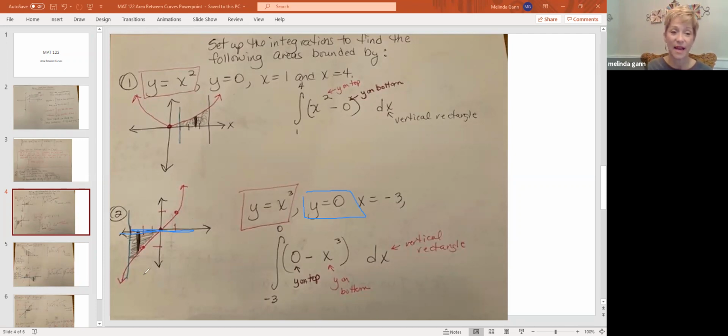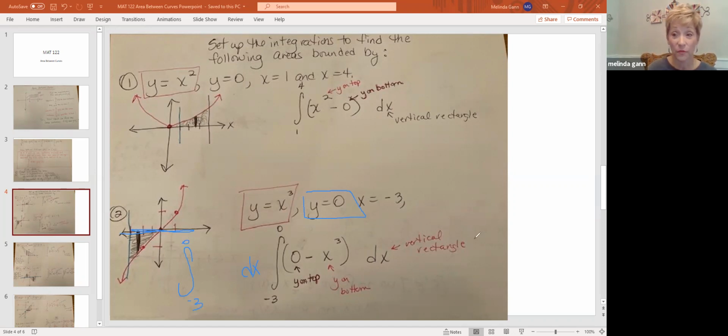Now, you got to decide how you want to draw your rectangle. If you draw it vertically, it's got to be dx. So again, remember what I said. As soon as I draw the rectangle vertical, I'm going to come over here and write down dx. And if it's dx, I have to look at the x's. So my shading goes from here to there. So that x is -3, and that's the point 0, 0. So that's why I went -3 to 0.